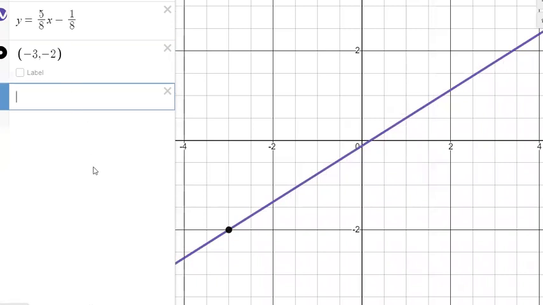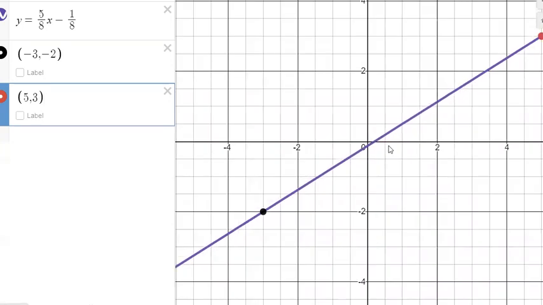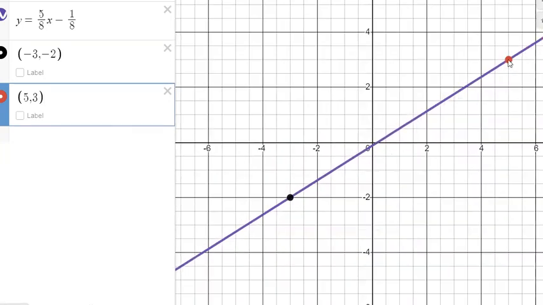The second point is going to be 5, 3. Let's type that in. This should be a red point. I can't see it yet, so I'm going to zoom out a little bit more. And there it is, right on the line as we predicted.